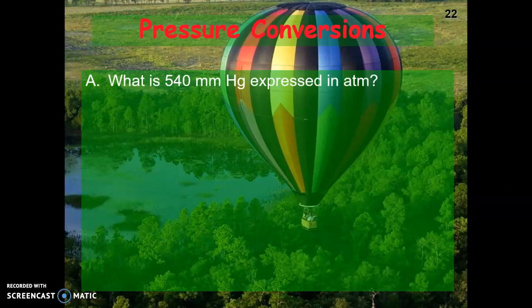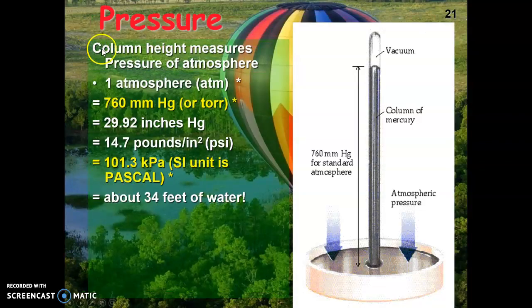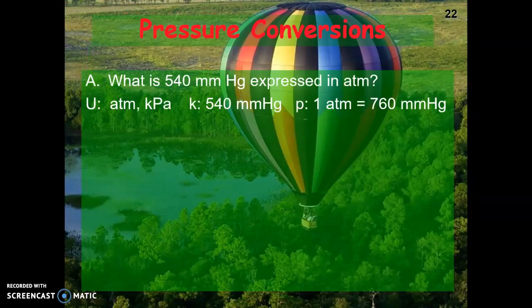Okay, so let's do a couple of conversions here. If we wanted to convert 540 millimeters of mercury to atmospheres. Remember, all of these things are equal, so we can do conversion factors. Again, those are on page 1 of your reference table if you ever forget. So our unknown is the atmospheres, our known is the millimeters of mercury, and our plan is going to be to use the fact that 1 atmosphere equals 760 millimeters of mercury as a conversion factor to set this up.